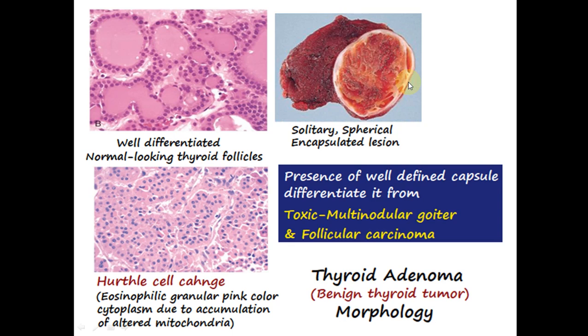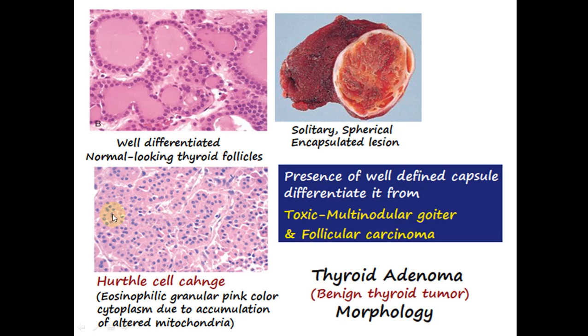And we know that the difference between a malignant and benign growth is that a benign growth doesn't invade the surrounding tissue and it doesn't undergo metastasis, and usually the cells in the benign growth are more similar to the normal cells. So the presence of a well-defined capsule differentiates it from toxic multinodular goiter, which does not have such well-defined capsules, and it also differentiates the adenoma from follicular carcinoma, since follicular carcinoma is a malignant condition and it doesn't have the well defined capsule.